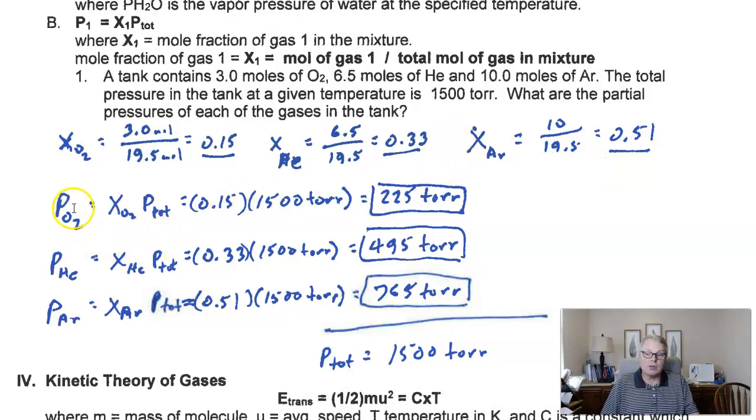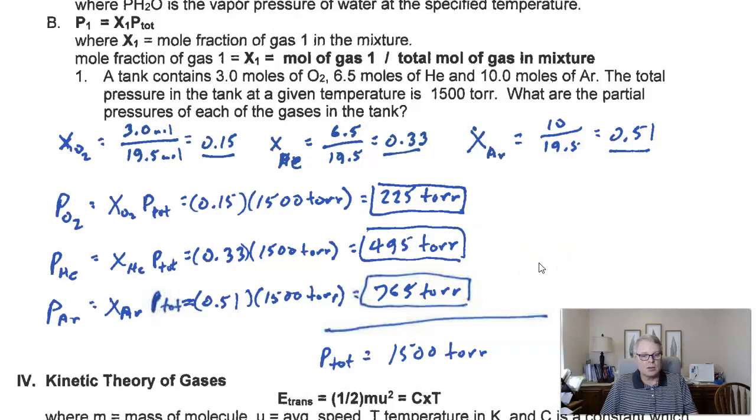Okay, so if I want to know the partial pressure of the oxygen, well, that's the mole fraction of the oxygen, 0.15, times the total pressure, 1,500, 225 torr. If I want to know the partial pressure of the helium, well, that's the mole fraction of the helium, 0.33, times the total pressure, 1,500 torr, 495 torr. Mole fraction of the argon, 0.51, times 1,500, 765 torr. And that's the partial pressure of the argon.